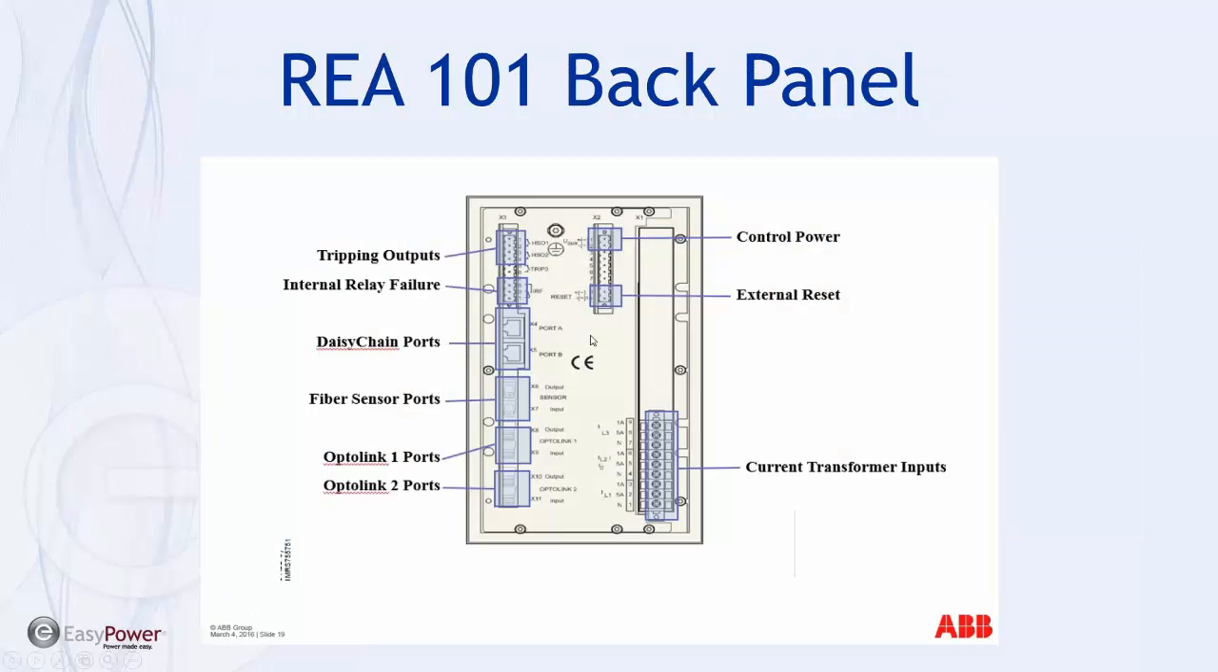Here's the back panel. It shows all the different connections like we talked about. The Optolink for connecting to another main unit. You have two of them, one for transmit, and you can program for transmit or receive from the other unit. Here's the loop fiber sensor port, the RJ45s for daisy chaining, the internal relay failure, the tripping outputs. Remember, it contains 2 high speed and 1 normal rated trip output, trip 3.